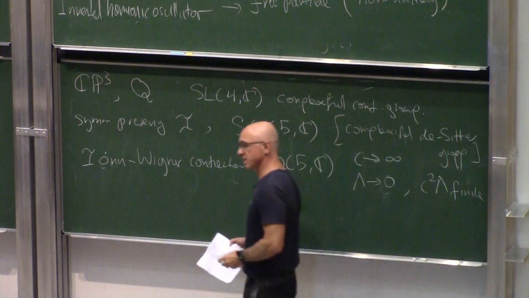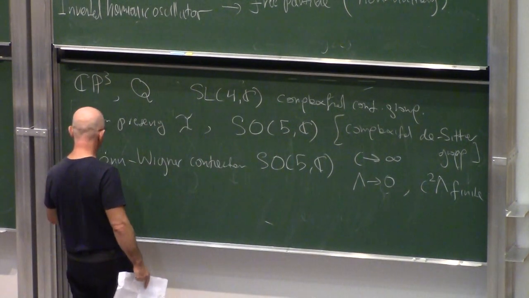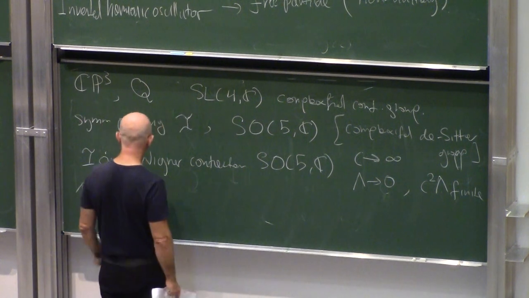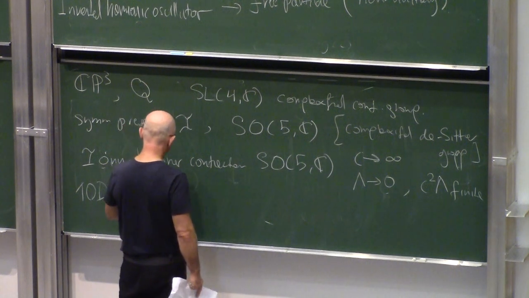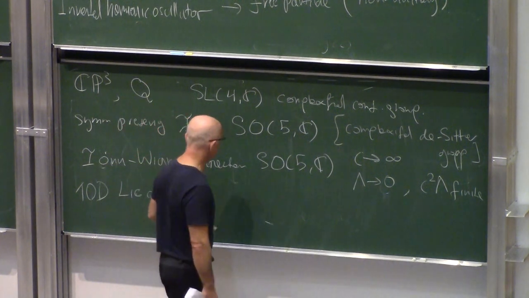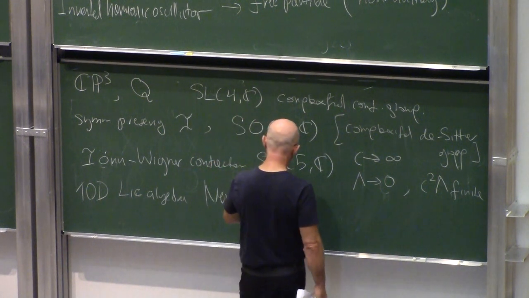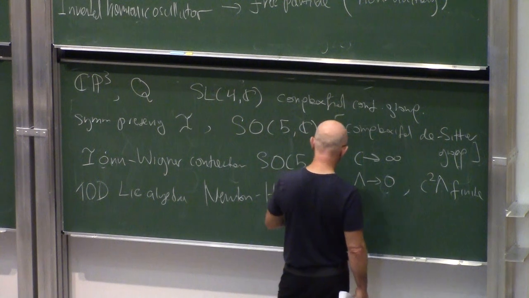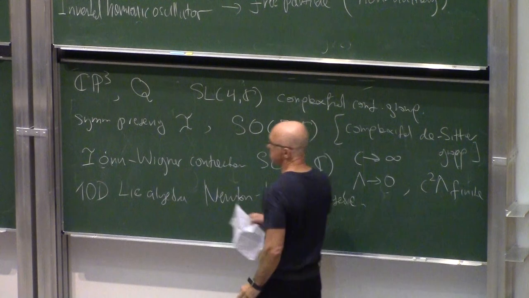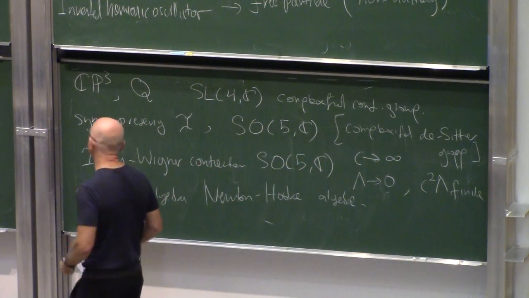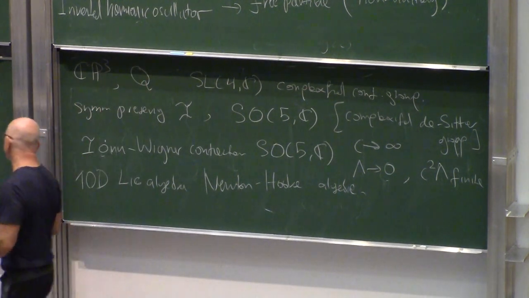And this is a known contraction, if I do it at the algebra level, a certain 10-dimensional algebra, known as the Newton-Hooke algebra. So this is the algebra of the non-relativistic twistor space corresponding to the non-relativistic limit of the Cayley metric.